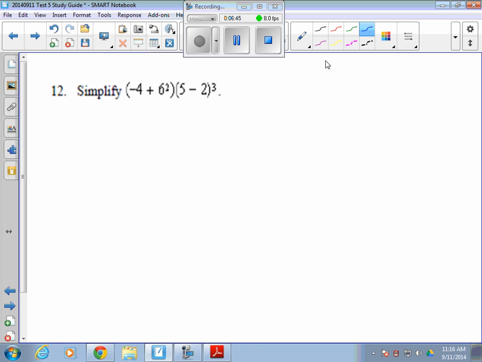Number 12, simplify negative 4 plus 6 squared times 5 minus 2 cubed. Do inside parentheses first. Do 6 squared first. 6 squared is 36. So you have negative 4 plus 36. Do what's inside the other parentheses right now. 5 minus 2 is going to be 3. Still do what's inside parentheses. Negative 4 plus 36 is going to be positive 32. 3 cubed is going to be 3 times 3 is 9 times 3 is 27.